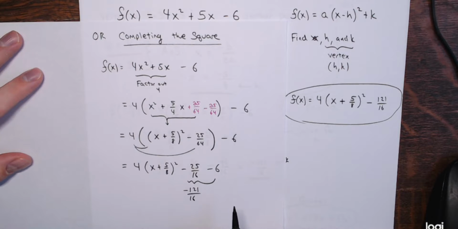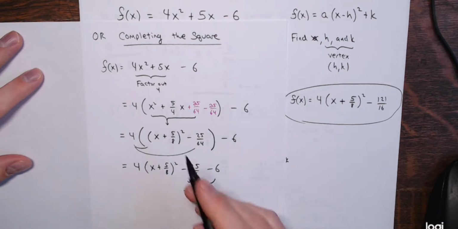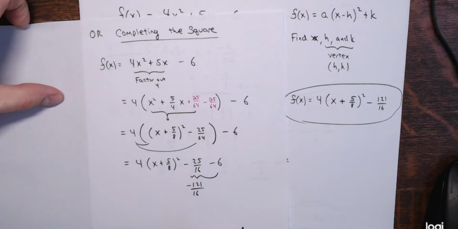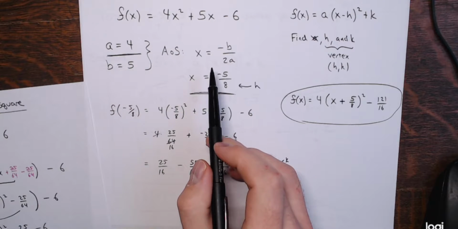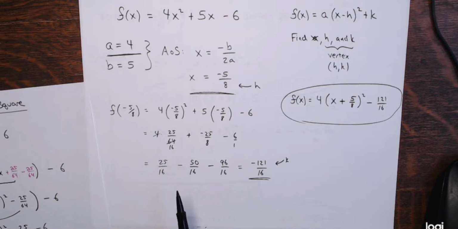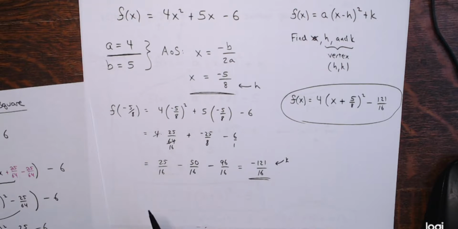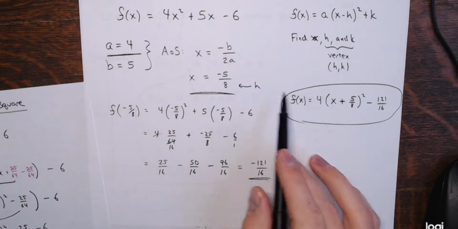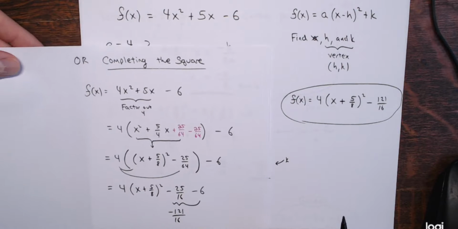I just wanted to show you this at least once, because it is doable. I find that people tend to remember the negative b over 2a thing pretty well, and if you know the lead coefficient and can find the vertex, negative b over 2a, and then plug that in for the h and the k, I find that people have an easier time with this method. But they end up with the same thing.